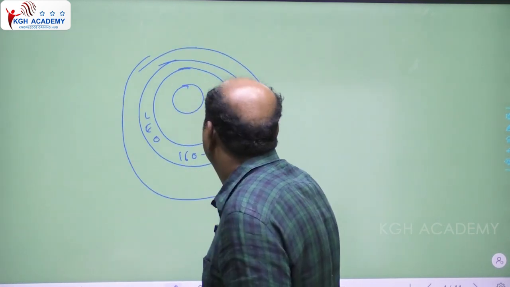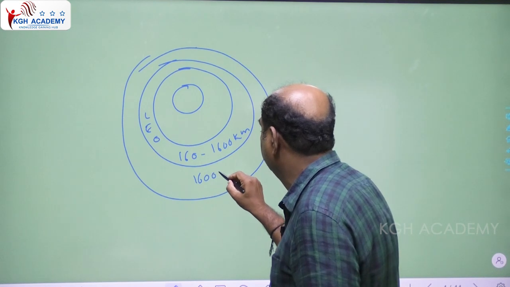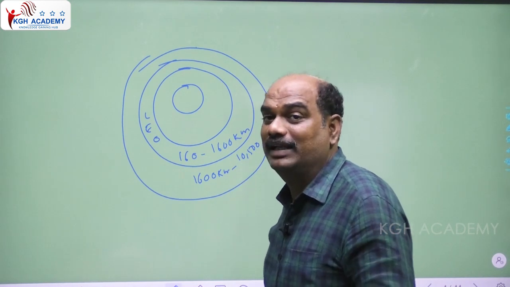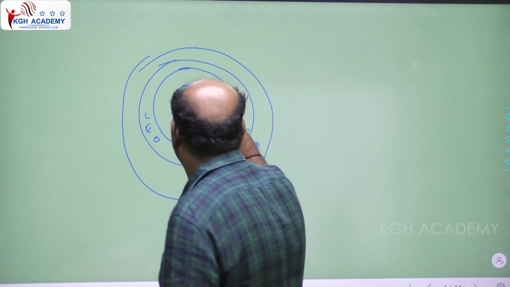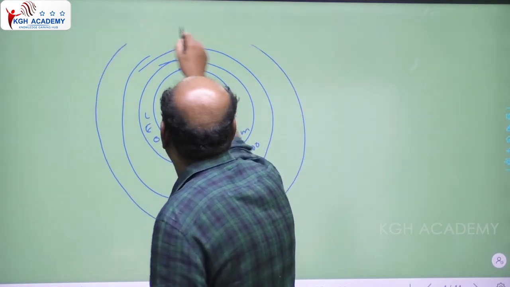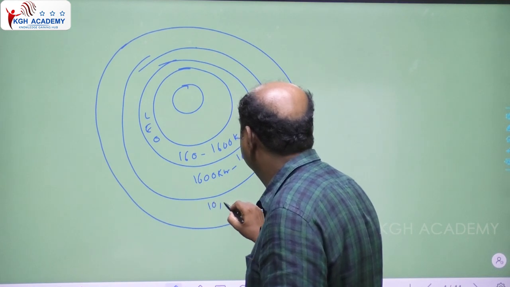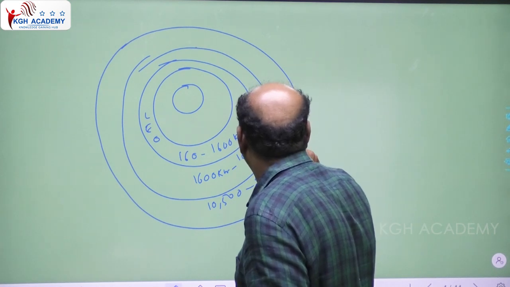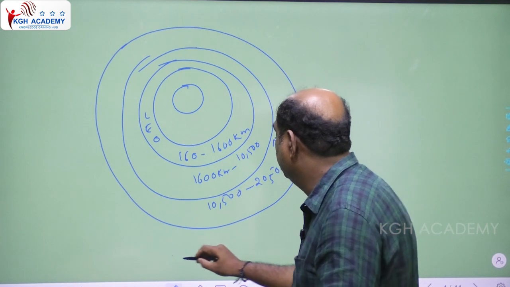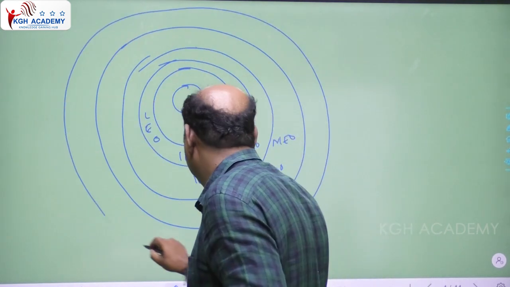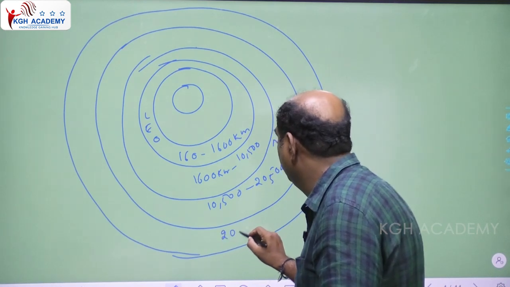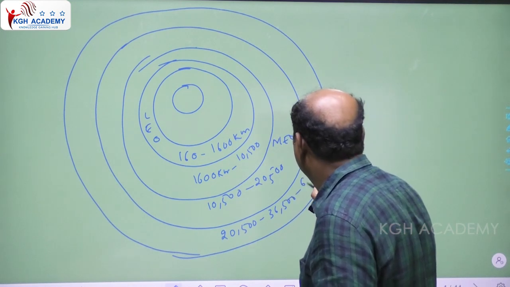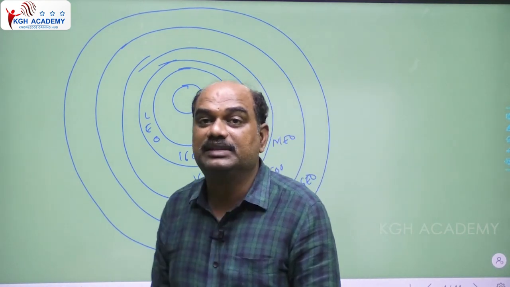From 1600 kilometers to 10,500 kilometers, there is no specific orbit, so no satellites will be launched in this range. From 10,500 kilometers to 20,500 kilometers, we see MEO, medium Earth orbit. And from 20,500 kilometers to 36,500 kilometers, we see the orbit called GEO.